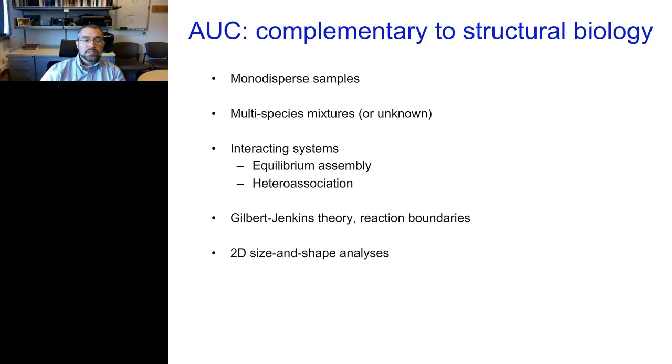And then we'll spend some time talking about some of the more interesting ways to use AUC, such as with interacting systems, whether we're talking about self-assembly or heteroassociation, like different proteins interacting. And then I'll finish with a couple of caveats, things to keep in mind about Gilbert-Jenkins theory and reaction boundaries, and then finish up with a really cool new approach that's a two-dimensional size and shape analysis. Okay, so that's kind of the remainder of what we're going to talk about.